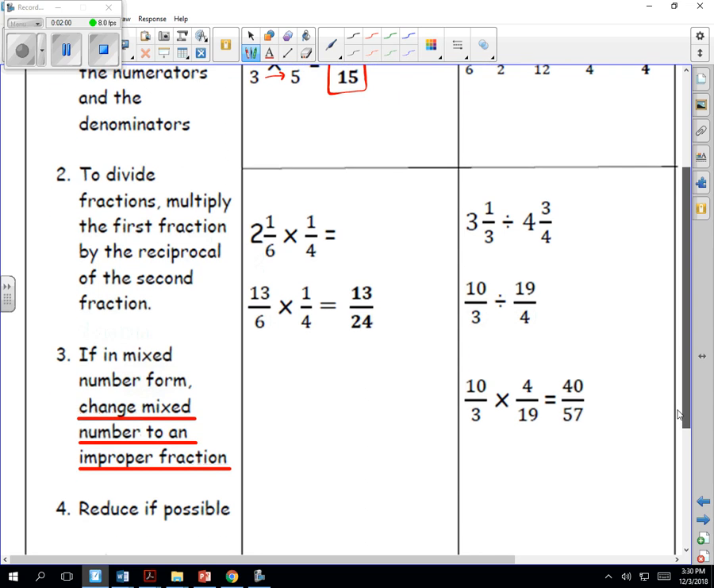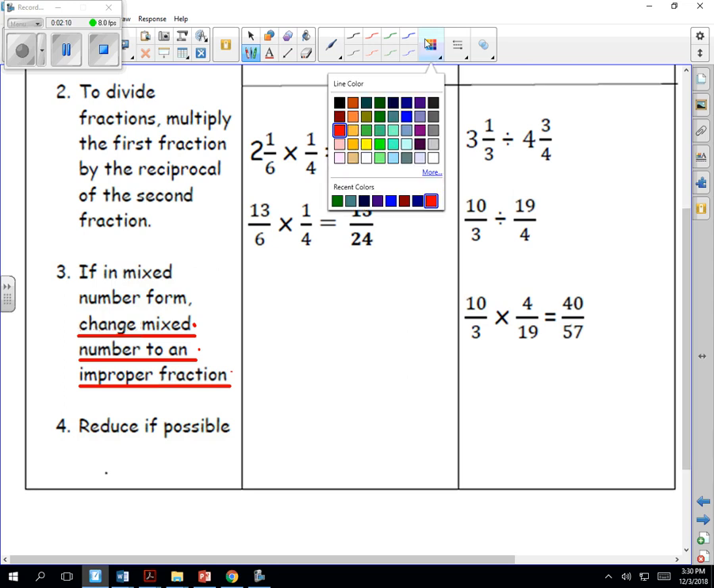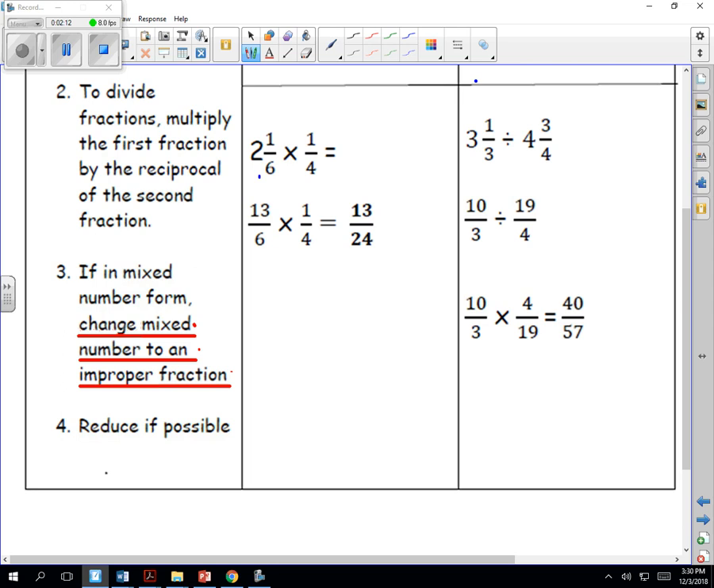But what if I have a mixed number? If I have a mixed number, then I have to change the mixed number to an improper fraction. So let's look at what this means. 2 and 1/6 would be 6 times 2, which is 12, plus 1, which is 13/6, times the 1/4 is already written as a proper fraction, so it stays. So when we multiply fractions, again, we just simply multiply across here, and that would give me 13/24. 13's prime, 13/24 cannot be reduced, and so I am finished.